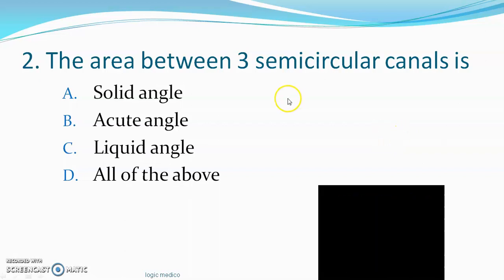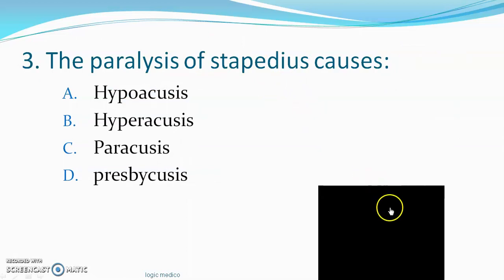So what do you think? If you said option A, then it's the correct answer. It's called the solid angle. The three semicircular canals are perpendicular to one another: the anterior semicircular canal in the sagittal plane, the posterior semicircular canal in the coronal plane, and the horizontal semicircular canal in the transverse plane. That area is called the solid angle. Okay, come to the next question.